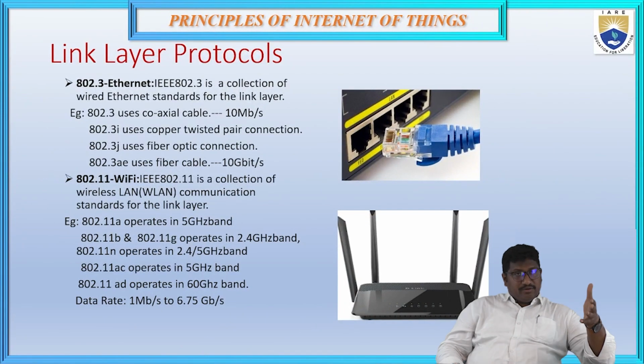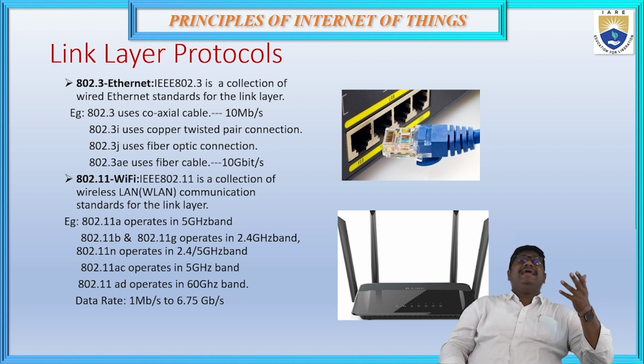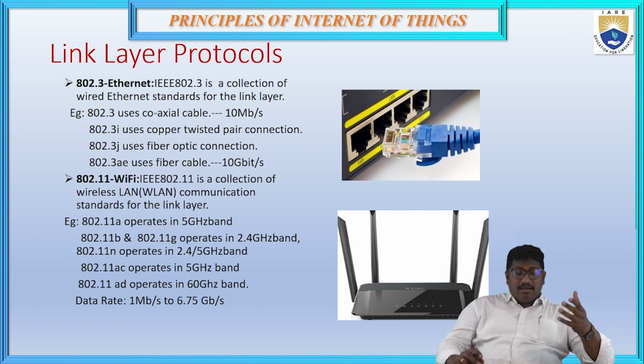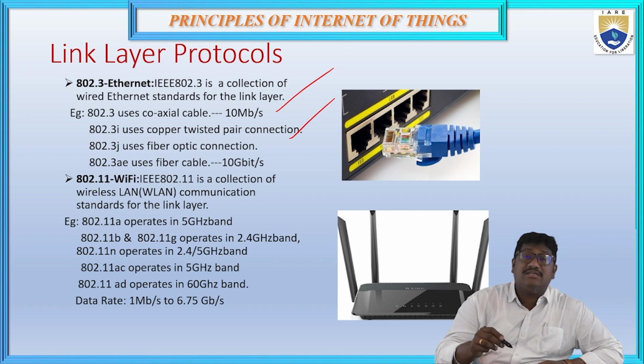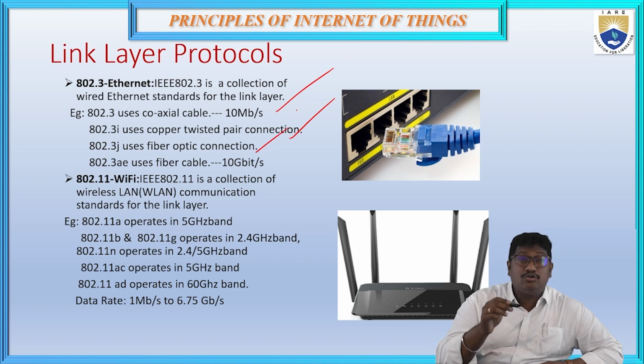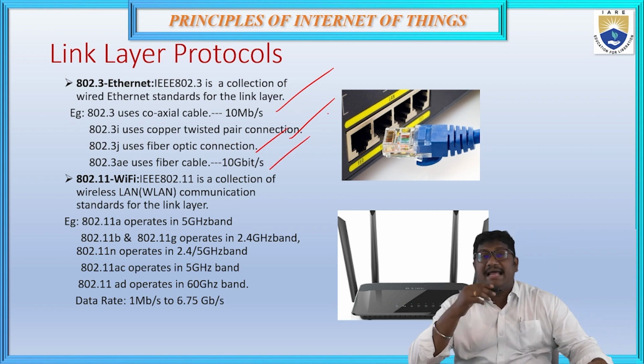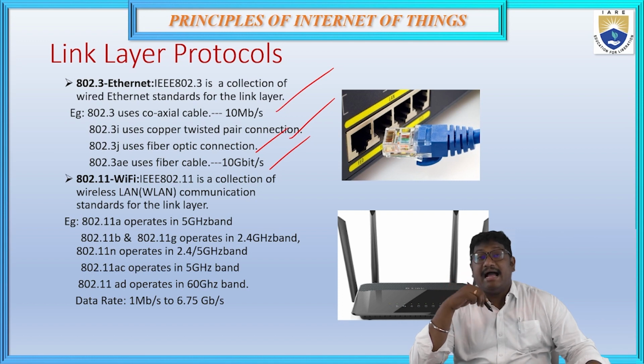In the link layer, as I told you, 802.3, which is Ethernet, is a collection of wired Ethernet standards. In these wired Ethernet standards, there are multiple things. 802.3 uses a coaxial cable. 802.3i uses a copper twisted pair connection. 802.3j uses fiber optic. And 802.3ae uses a fiber cable. By comparing one to the other, there is higher accuracy of data transmission with these cables.